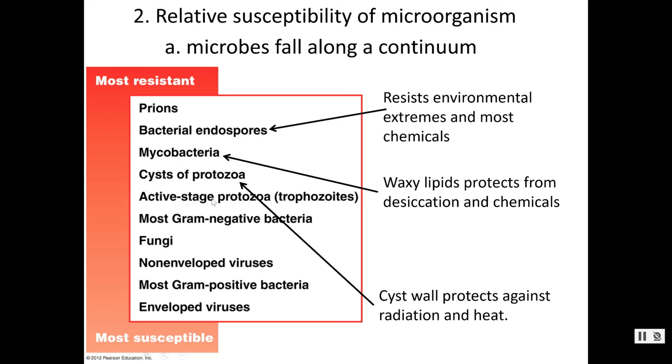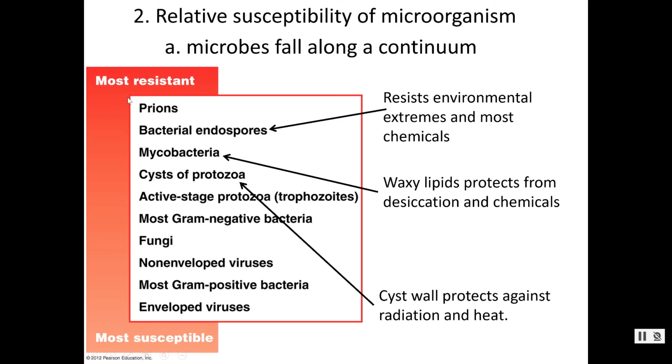All right, and then you've got an area where we're getting easier and easier to get rid of. The protozoans themselves are easier, and then gram-negative bacteria, fungus, non-enveloped viruses, which are protein-based. Gram-positive bacteria are actually pretty easy to get rid of, and enveloped viruses are the easiest things.